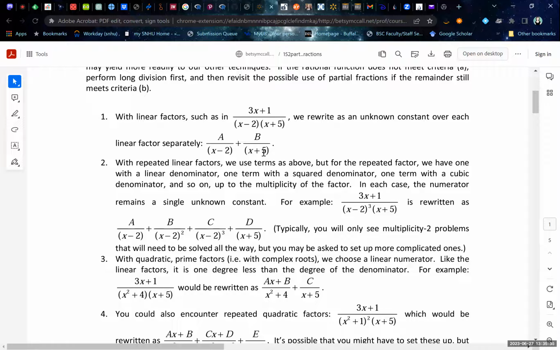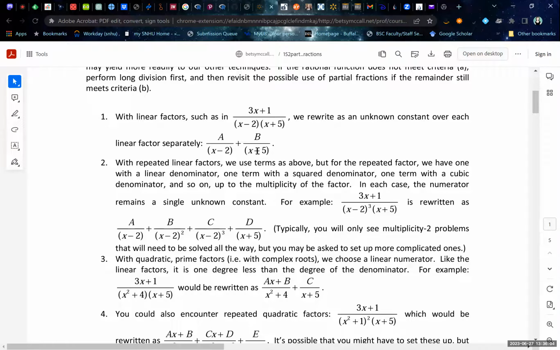And so we're going to start out our partial fraction process by writing it in this way: some unknown constant over one factor plus some other unknown constant over the other factor. And if you have a bunch of linear factors like this that are not repeated, then you would do this for all of your individual factors. So if you had 3 factors, you would have A over the first factor and B over the second factor and C over the third factor, all as separate fractions.